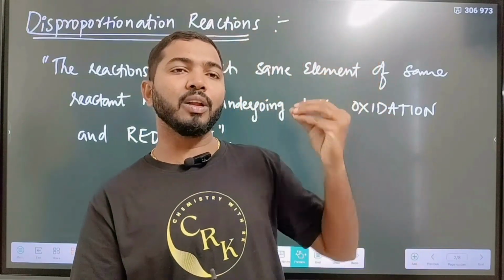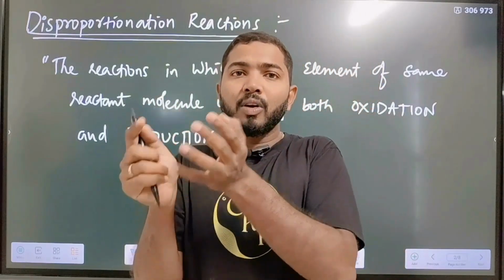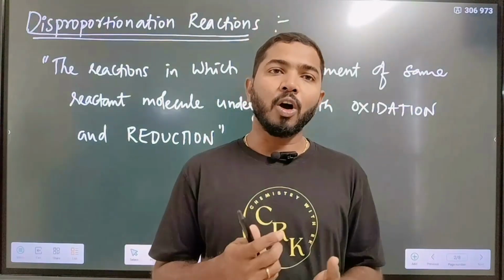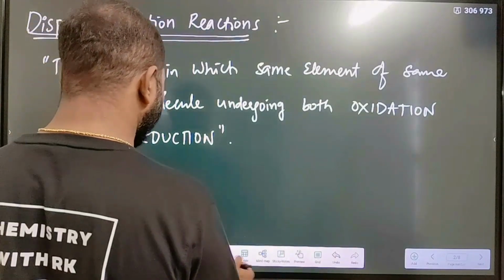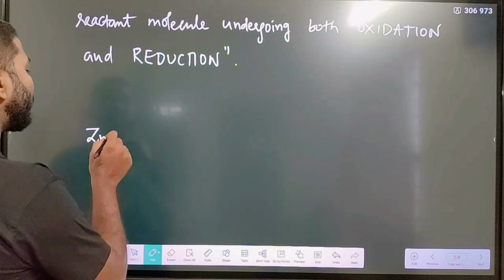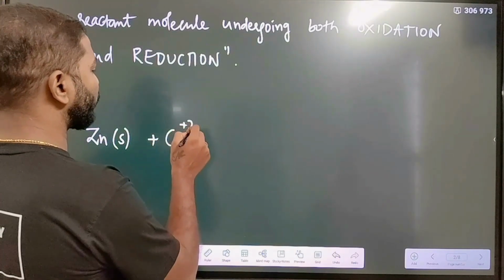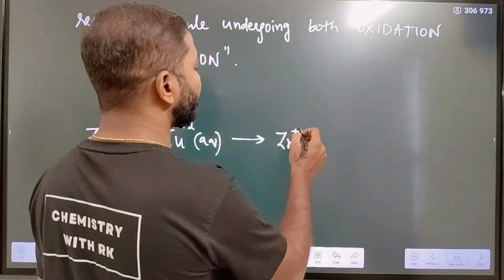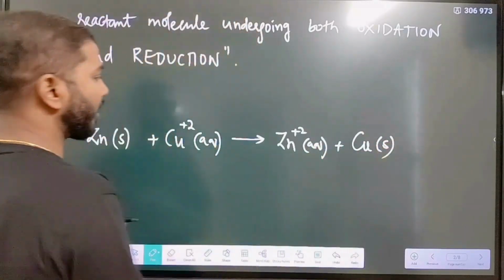But the speciality of disproportionation reactions is that we are going to see the same element of the same reactant undergo both oxidation and reduction. Normally in redox reactions we see both oxidation and reduction, but the processes take place individually. For example, Zn solid, and then Cu2+ aqueous, is going to give us Zn2+ aqueous, and then copper is going to convert into solid.